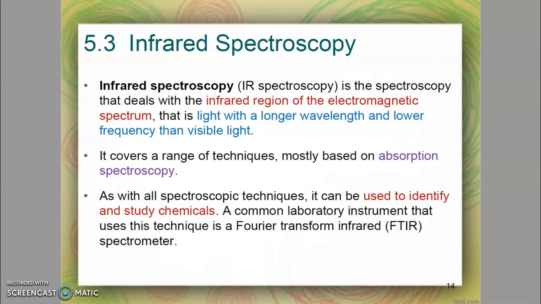What is infrared spectroscopy? Infrared spectroscopy, or IR spectroscopy, is the spectroscopy that deals with the infrared region of the electromagnetic spectrum, that is light with a longer wavelength and lower frequency than visible light. It covers a range of techniques, mostly based on absorption spectroscopy. As with all spectroscopy techniques, it can be used to identify and study chemicals. A common laboratory instrument that uses this technique is a Fourier transform infrared, FTIR, spectrometer.